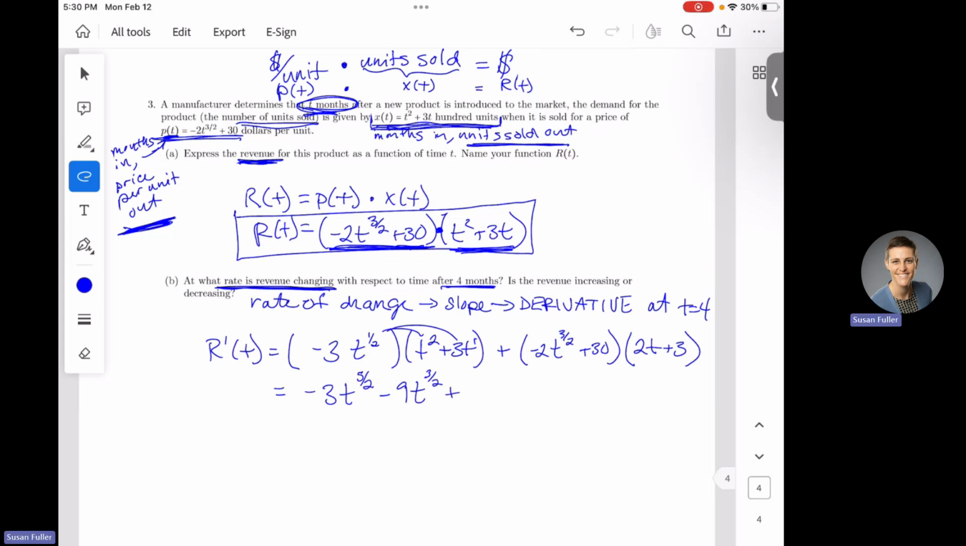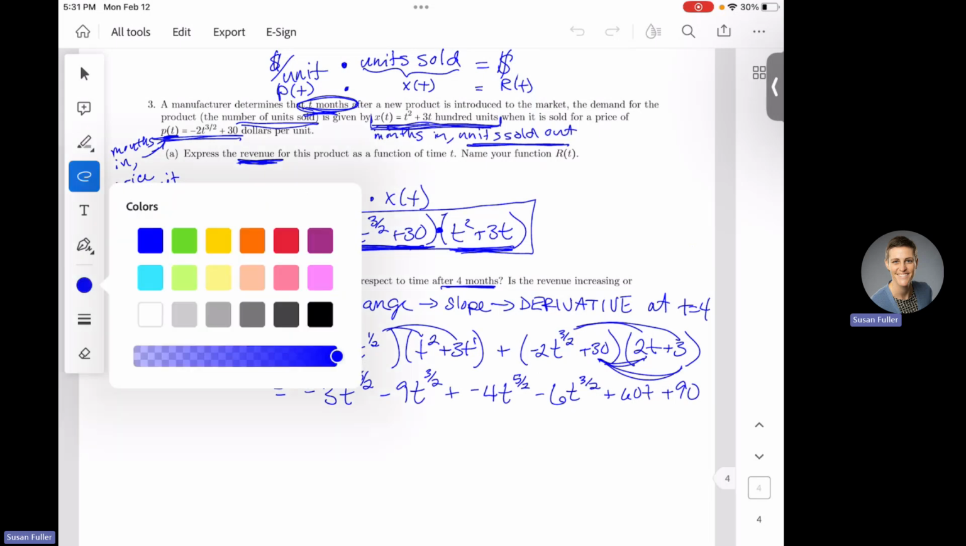And then I'm going to add to that whatever I get from this foiling. So I'm going to FOIL this all out. When you multiply the first, you're going to get negative 4t to the 3 halves plus 1, that's 5 halves, minus 6t to the 3 halves plus 60t plus 90.